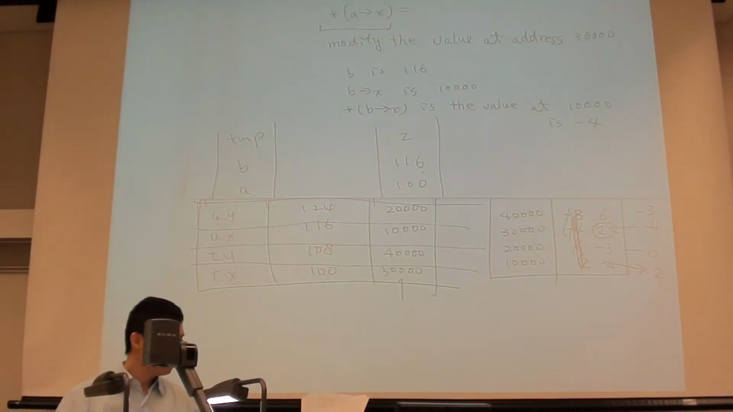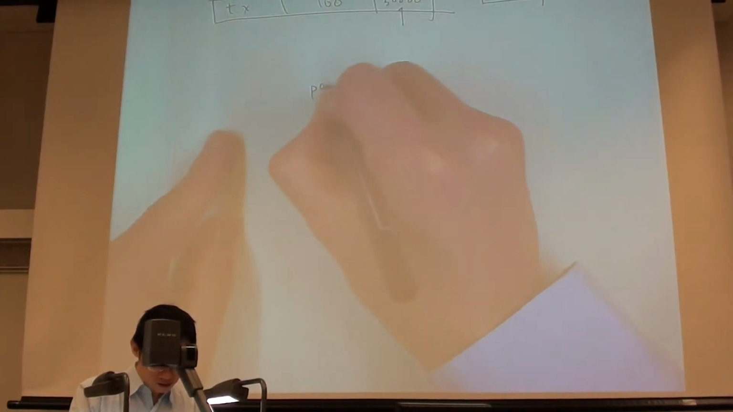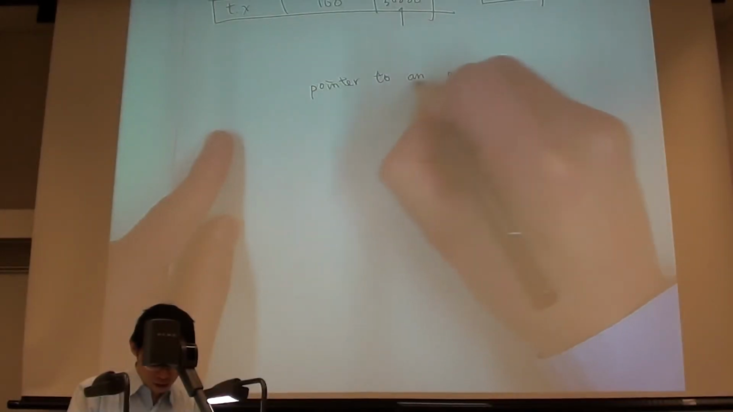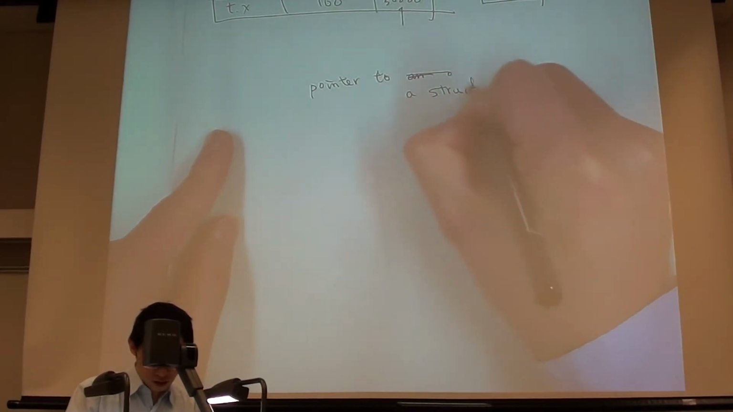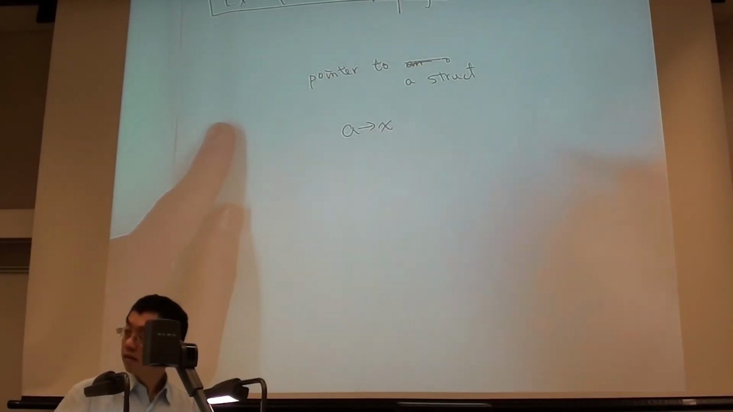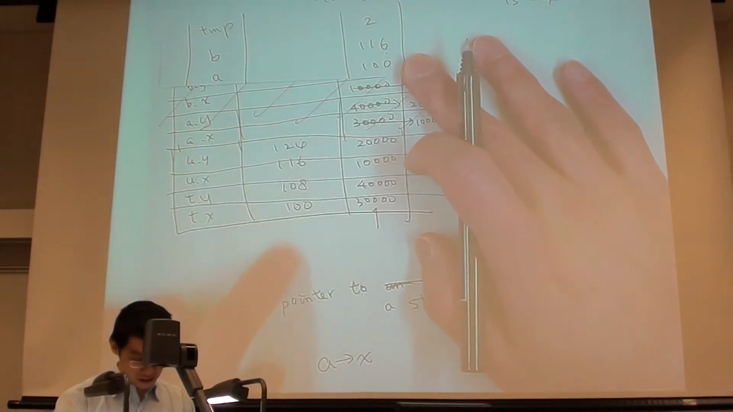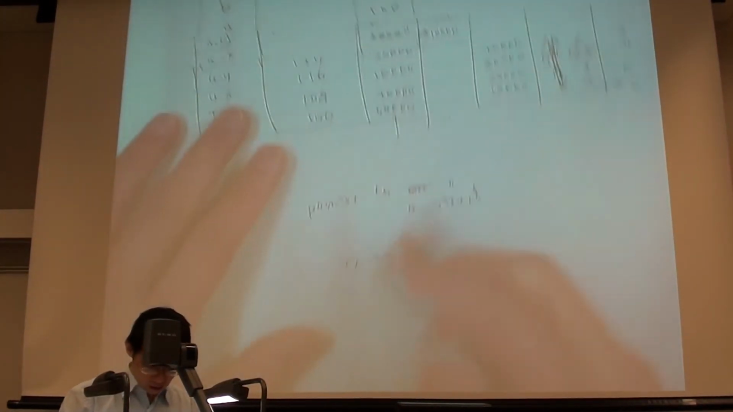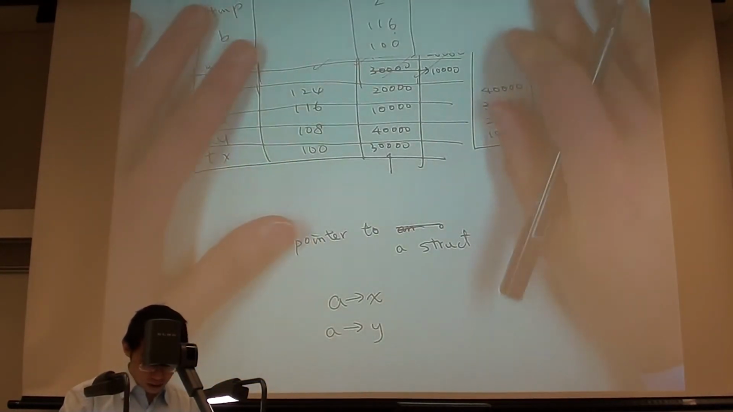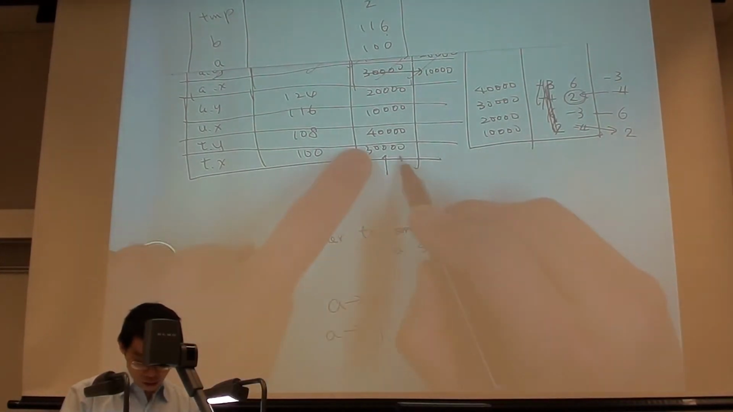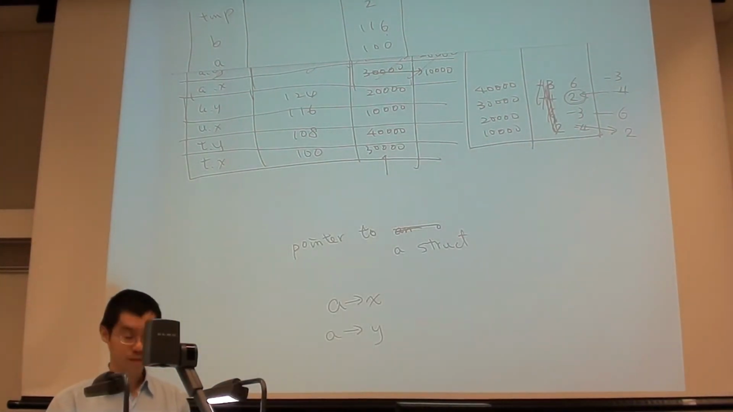So to summarize, when you have a pointer to an object, a structure: if you say A->X, you take A's value, which is 100, and X, you go to 100 and read the first attribute. If you say A->Y, you go to 100 and go to the second attribute. Now if it's a pointer again, you go to another address and follow that.